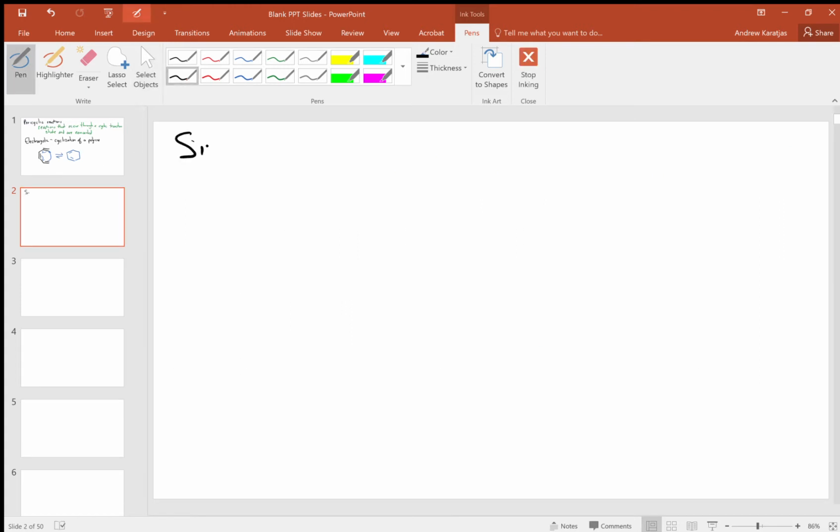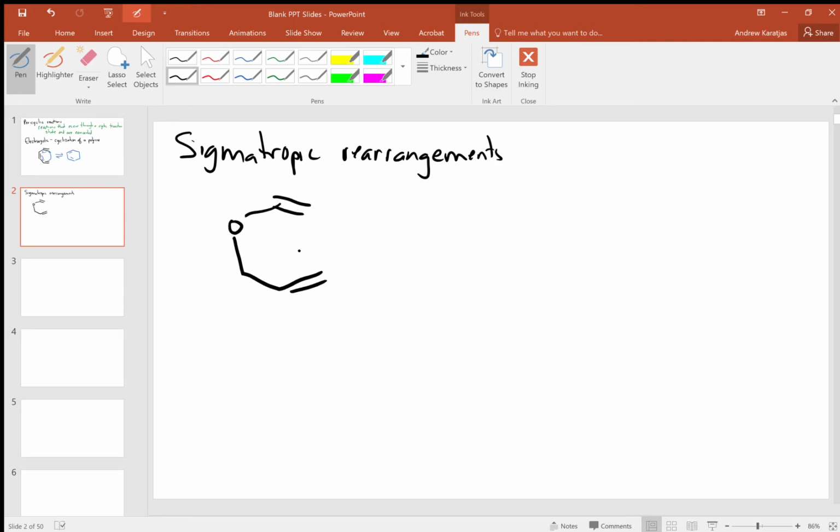We have sigmatropic rearrangements. These also involve cyclic transition states, but they don't involve formation of a ring. So it might have something like this. Again, similar flow of pi electrons, but we're not forming a ring in this case. And one of the more important examples of this reaction is a reaction known as the Claisen rearrangement.